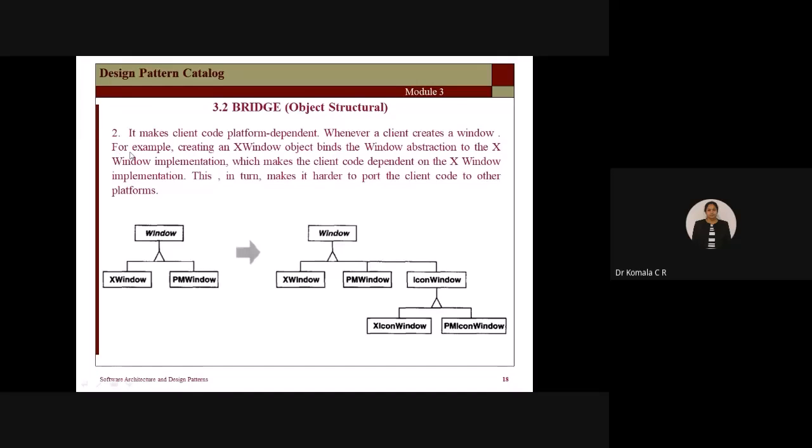Whenever a client creates a window, for example, creating an XWindow object binds the window abstraction to the XWindow implementation. When the user creates an XWindow object, it binds the window abstraction to the XWindow implementation, which you will understand with the help of these diagrams. This makes the client code dependent on the XWindow implementation. So whatever code the client writes now will not run independently. It depends on how the designer has implemented this XIconWindow. Based on that implementation, the client code is going to be executed. So this in turn makes it harder to port the client code to other platforms.